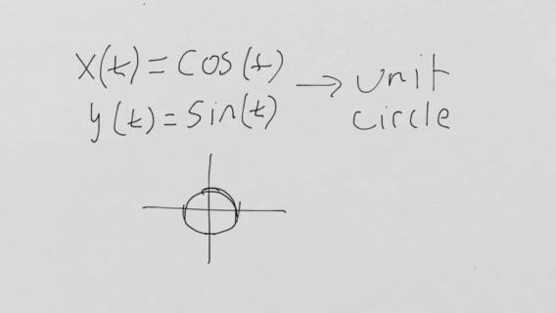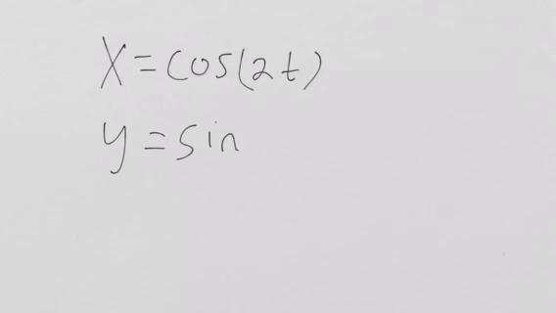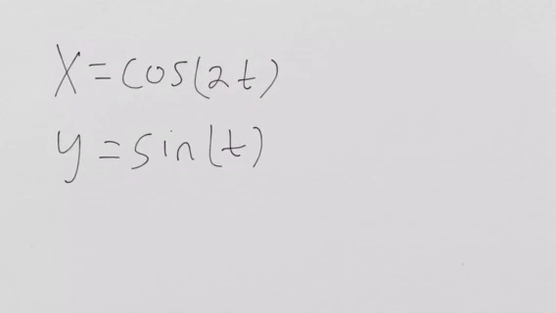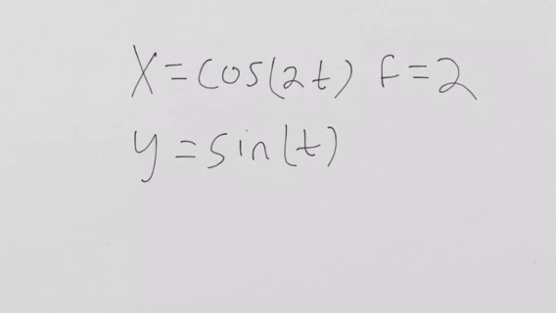So then the next thing we did was consider, what if we change this up a little bit and we make x equal to cosine 2t, and we make y equal to sine of t. So what we notice about this is that our x value, cosine, has a frequency of 2 now, which means that we have 2 cycles every 2 pi, right? So frequency equals 2. So basically our x value is oscillating twice as fast as our y value.